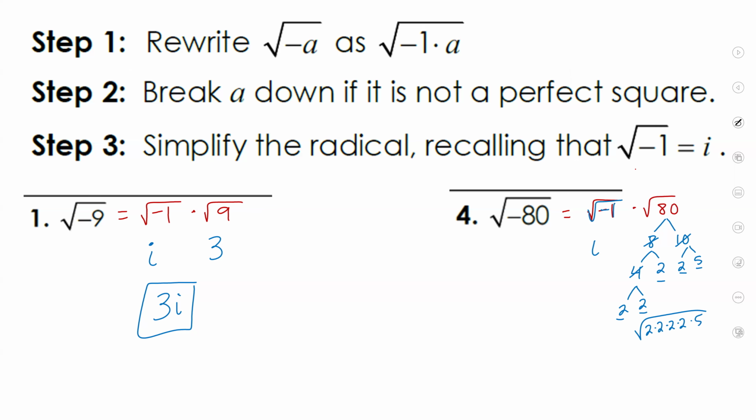Any pair that you have, cross it out. One goes outside. Cross out the other pair, it goes outside. So I have 4 square root of 5. Don't forget, we had this i right here in the beginning. So I'm just going to slide an i in there. That's your answer.